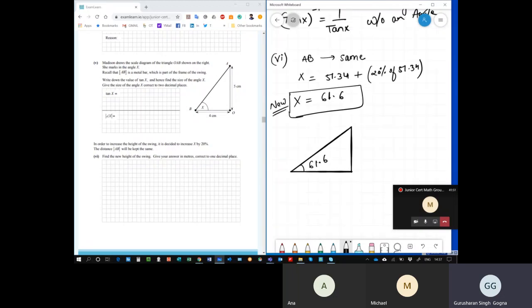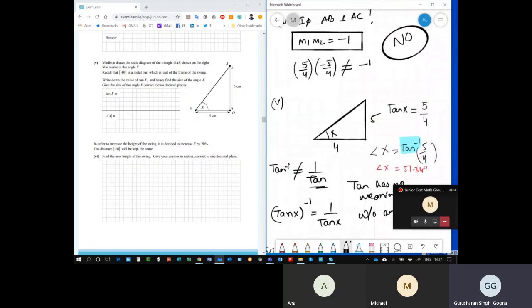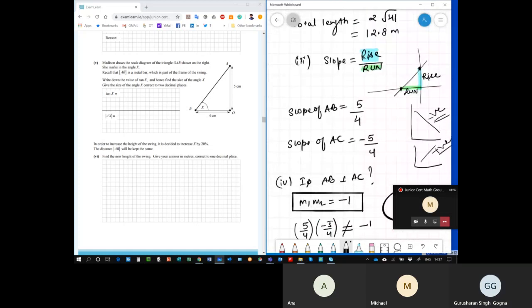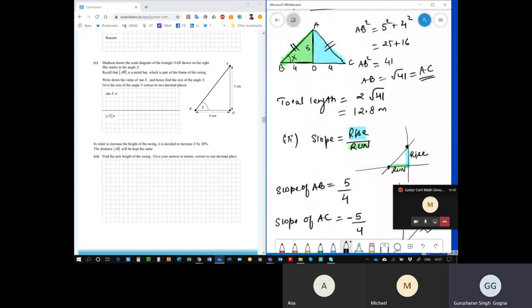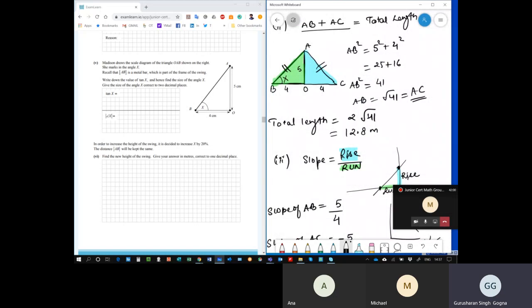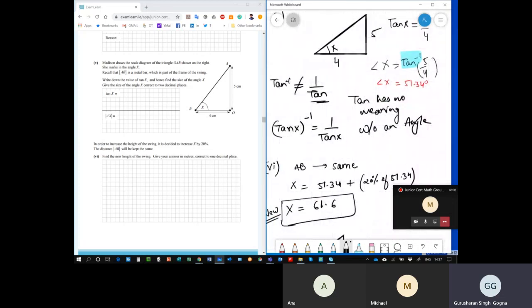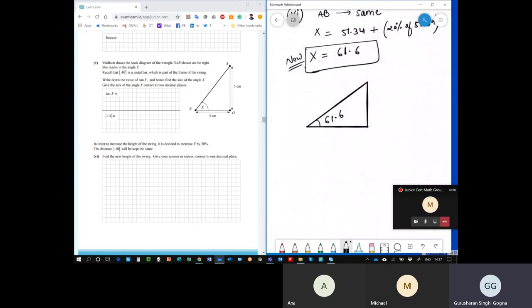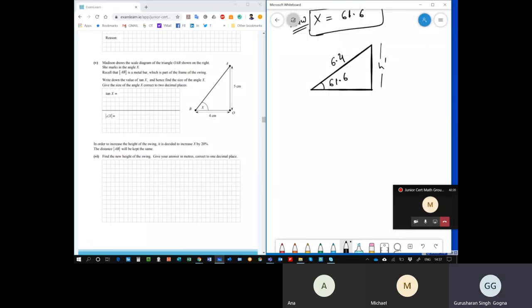What was the value of AB? If you go back, we calculated here. AB is root 41, isn't it? Square root of 41, which is obviously 6.4, isn't it? So AB was 6.4. Okay, and you want to find out the new height. Let's say h prime. So how will you do it?